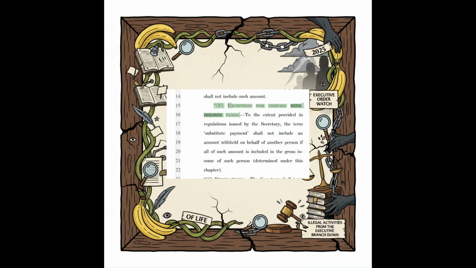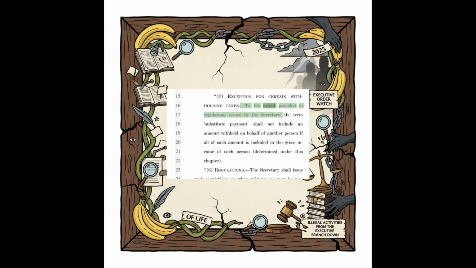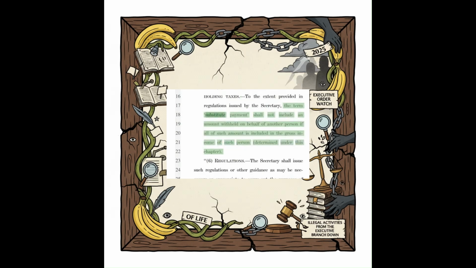Exception for certain withholding taxes. To the extent provided in regulations issued by the Secretary, the term substitute payment shall not include an amount withheld on behalf of another person if all of such amount is included in the gross income of such person.